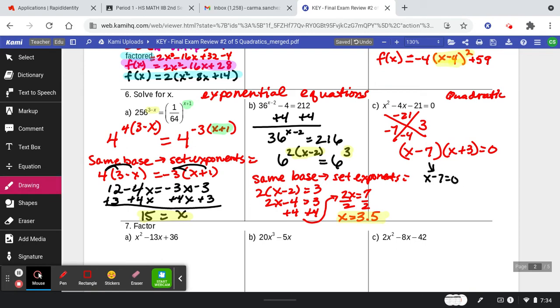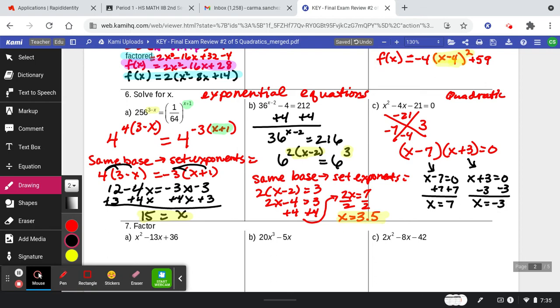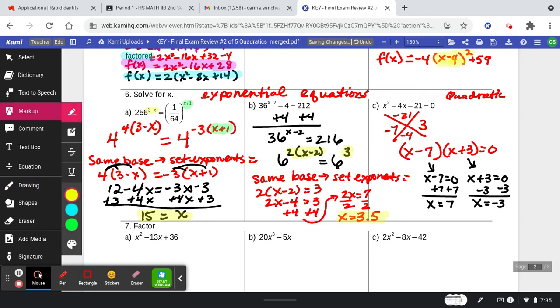X minus 7 equals 0. And this is by the zero product property, that if something times something equals 0, then one of those somethings has to, or both of them. So we can set this equal to 0. So my two solutions to this quadratic are positive 7 and negative 3.